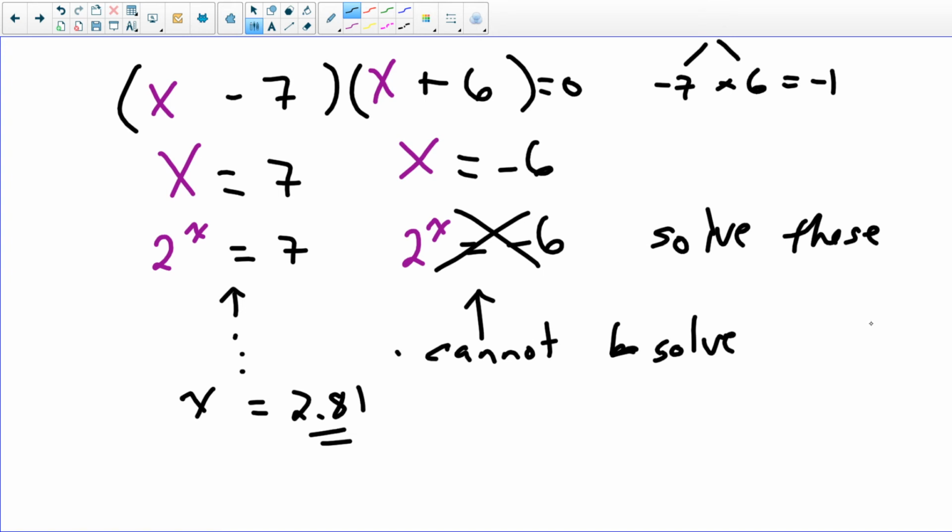Now, don't get me wrong. Graphing on Desmos with that speed, amazing. But solving with algebra is really good.